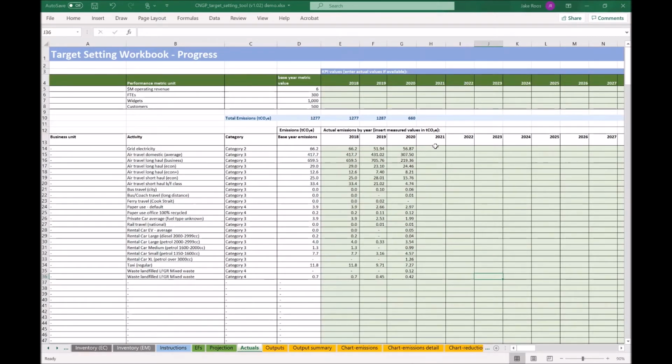As well as entering actual emissions results, you can enter your actuals for the metrics, if you have defined any of those. Just like the emissions, it is separated into something called a base year value and then specific years. This allows for an averaged base year or baseline, if you want to call it that. But then just like with emissions, you can enter actuals here, say 302 staff, 1,100 widgets, 550 customers, just like that.